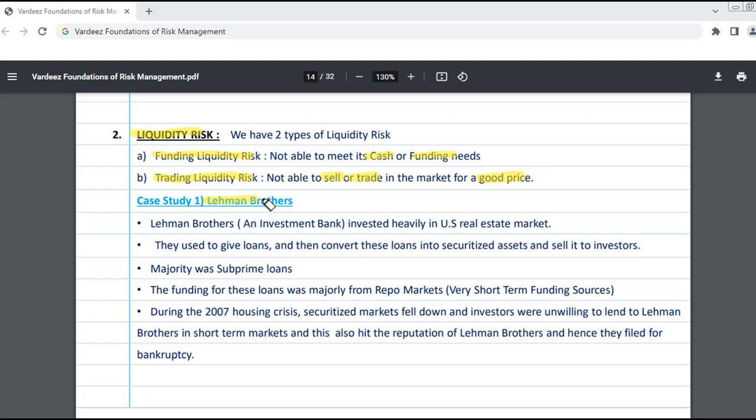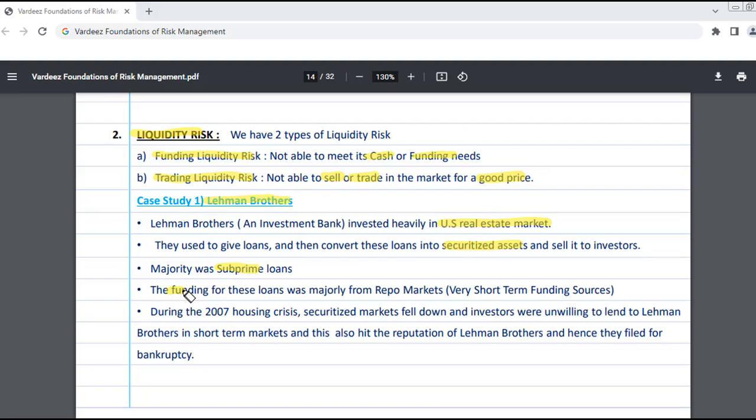The very first case study is of Lehman Brothers. Now they were an investment bank. They invested very heavily in the US real estate market. Okay, so the major portfolio consisted of these real estate assets. They used to give loans and then convert these loans into securitized assets and sell them to investors. So basically they used securitization, and majorly the pool of loans were subprime borrowers. Okay, this is something that needs to be noted.